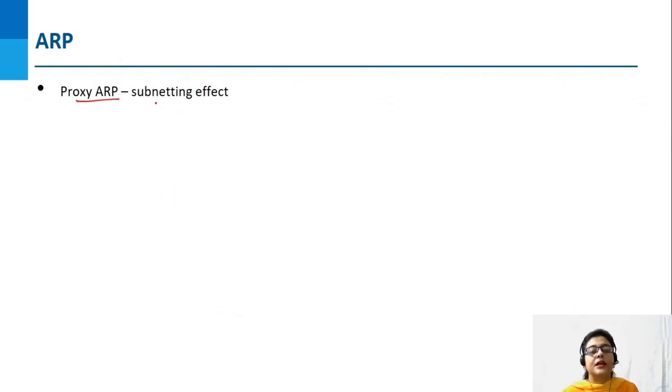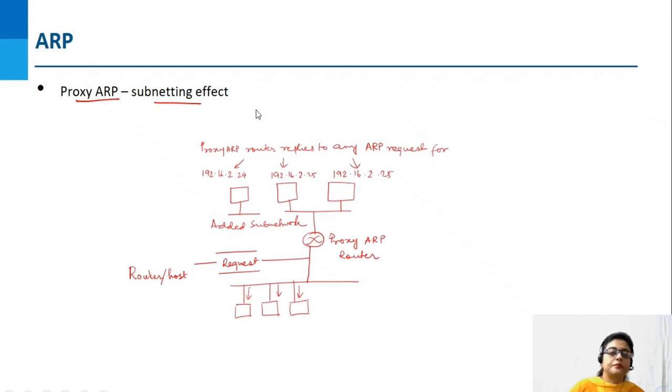There is a term known as proxy ARP. It gives us a subnetting effect. We have already learned about the subnetting effect in a previous video. Let's see how it is done. Let's say we have a router or a host sending an ARP request. It goes to the proxy ARP router. It is received by all the devices, but if the proxy ARP router finds that the request wants the physical address of any one of the devices to which it is connected, then it will accept it and reply.